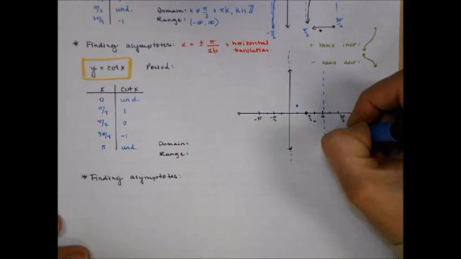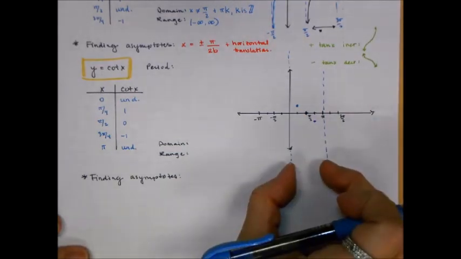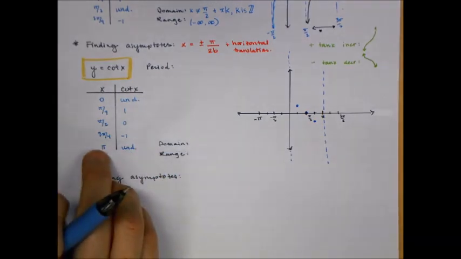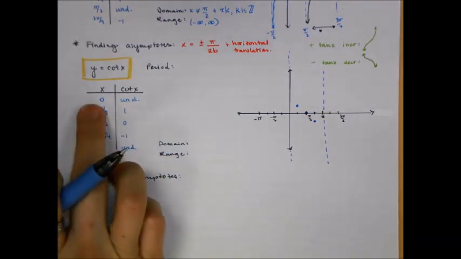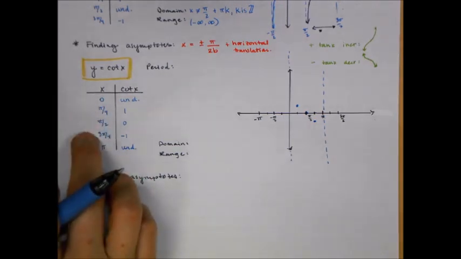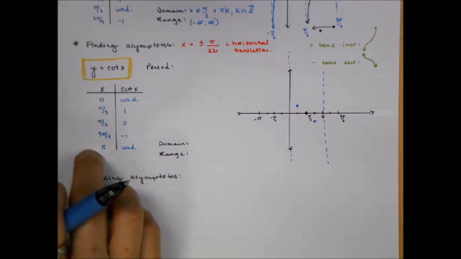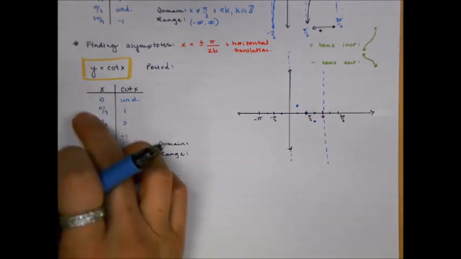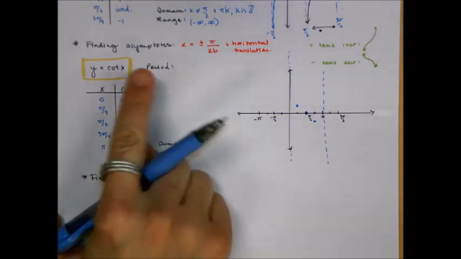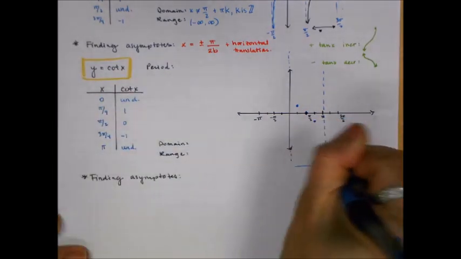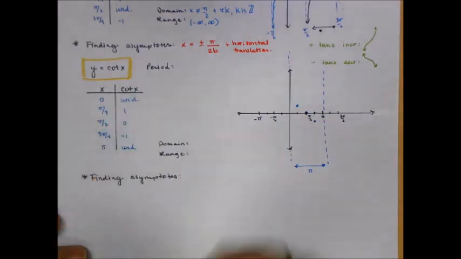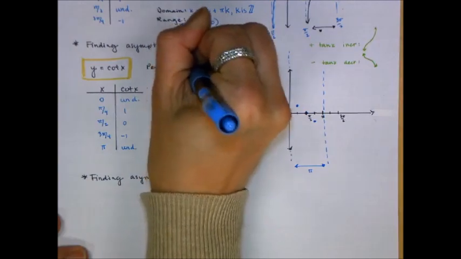So I have these values here. After pi, we start repeating. So the next value, 5 pi over 4, would be 1. 3 pi over 2 would give us 0. 7 pi over 4, negative 1. And at 2 pi, we'd be back to undefined. And so again, we would just keep repeating these values, which tells us that the period of cotangent is just pi. And the formula for finding period of a cotangent graph is pi over b, just like it was for tangent.